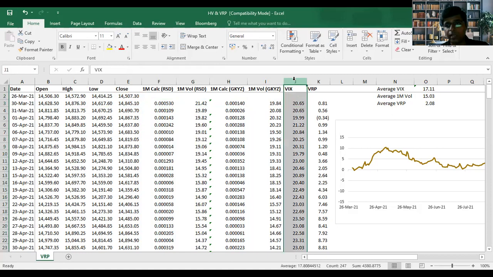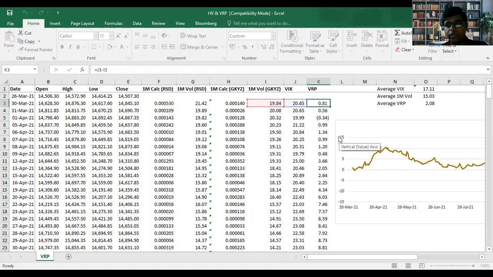And I have also plotted the actual VIX at the end of the day for the Nifty underlying instrument, which I have taken from the NSE website. And I have computed VRP in column K. VRP is volatility risk premium, which is basically VIX minus 1 month vol under the GK-YZ method.